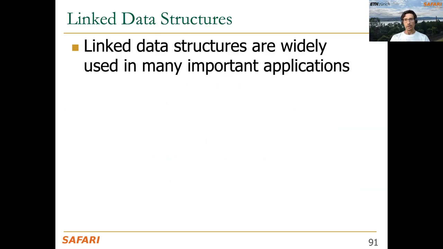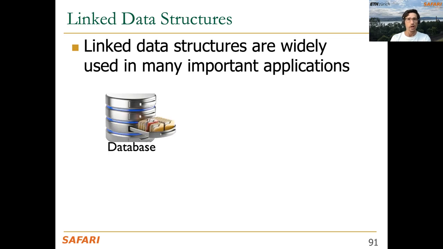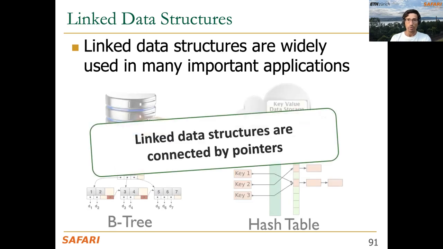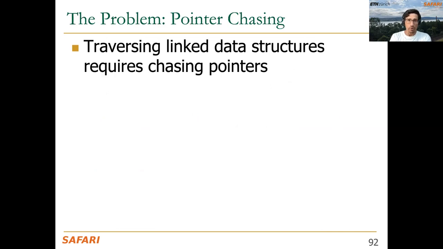So let's very quickly discuss the target algorithms and applications of this IMPICA work. In particular, there are pointer chasing applications where linked data structures are used. Applications like these are databases, B-trees, key value stores, or hash tables. The problem with these applications is that they use linked data structures that are connected by pointers. And pointer chasing, especially when we have irregular accesses, such as in these applications that we have mentioned in the previous slide, means that we need to traverse these linked data structures, and we need to chase pointers.